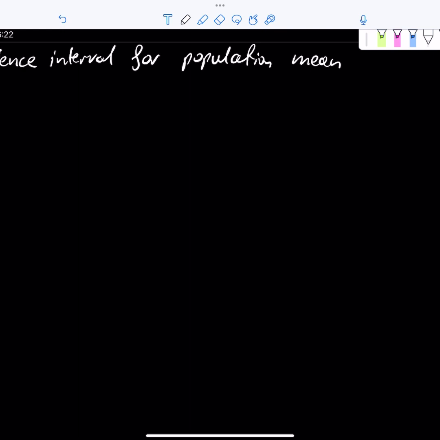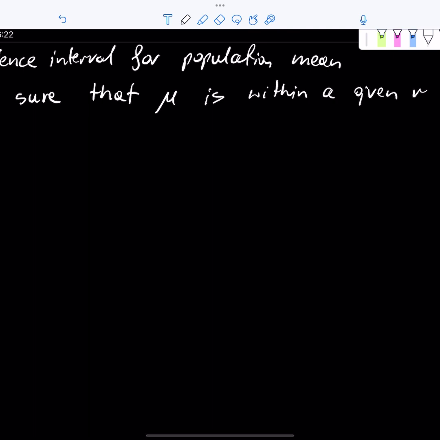A confidence interval for the population mean is nothing else than a range of values for which we can have 95% certainty that the population mean, denoted with mu, is within that range of values.